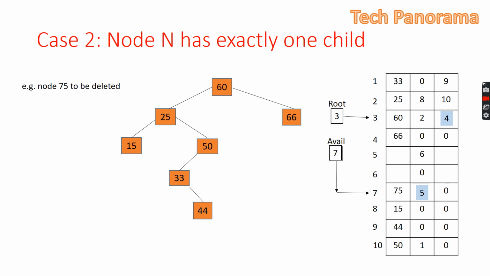right? Now I am taking another example where the node has exactly one child. For example, I want to delete the 50. As we have seen, the 50 has a child and a grandchild. So when we delete the 50, its only child, that is 33, will take its position.